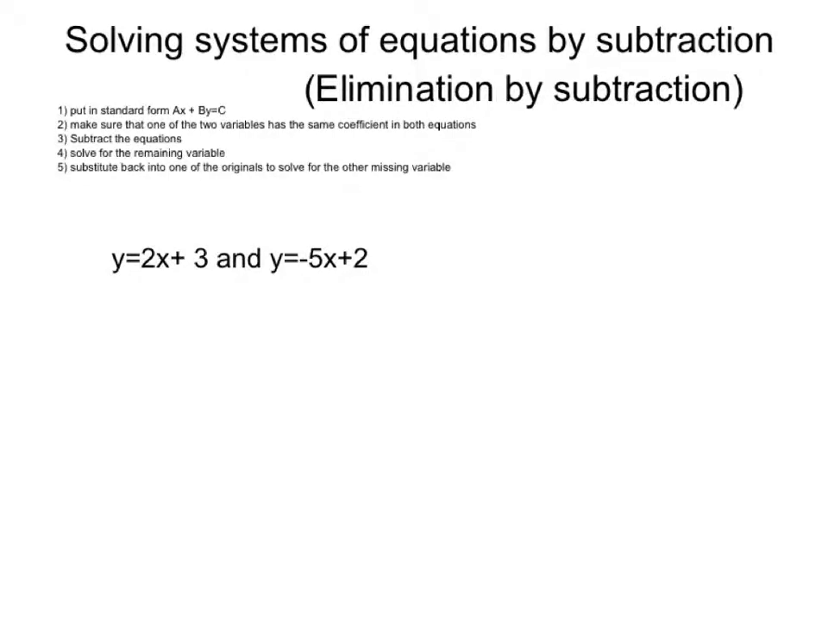Today we're going to look at solving systems of equations by subtraction, also known as elimination by subtraction. The first step is to put the two linear equations that we have in standard form. We have y equals 2x plus 3 and y equals negative 5x plus 2. Please pause the video and put the two linear equations into standard form.